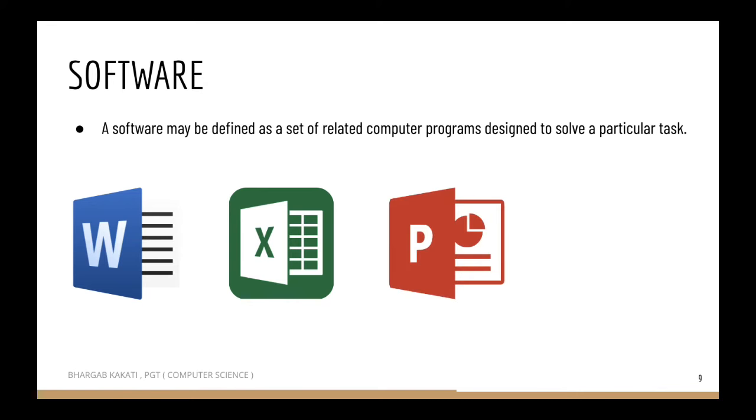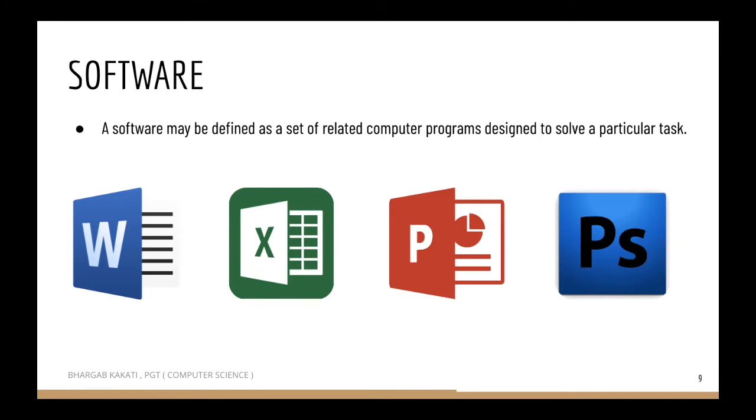Next we can have PowerPoint. It is used for making presentations. We can have Photoshop also. It is used for photo editing. So software is a set of related programs designed to solve a particular task. Each software is designed in such a way that it can perform a particular task.